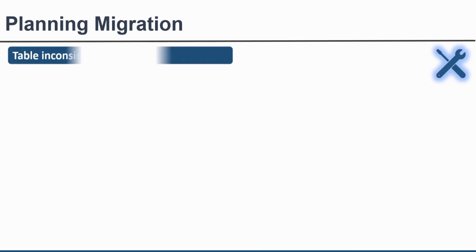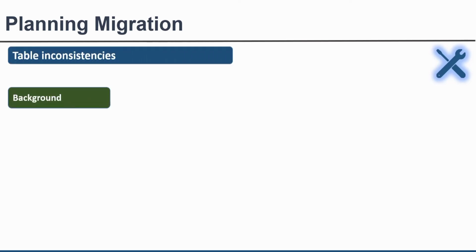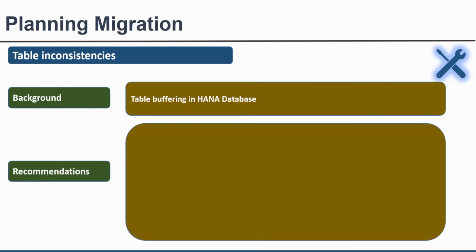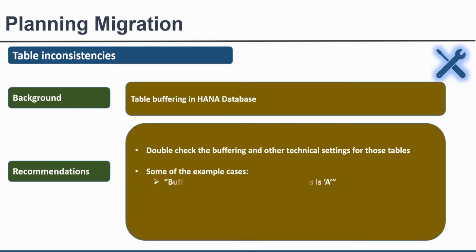Here you can see some background check on table inconsistencies. Table buffering in HANA database still has an important performance advantage, but most of the secondary indexes are not needed anymore. So what is recommended? Double check the buffering and other technical settings for those tables. One example case is buffering is activated but delivery class is A. Here, buffering an application table can cost a lot of memory space.